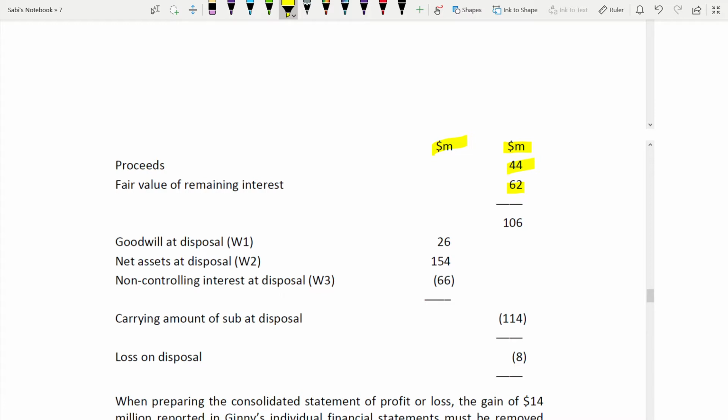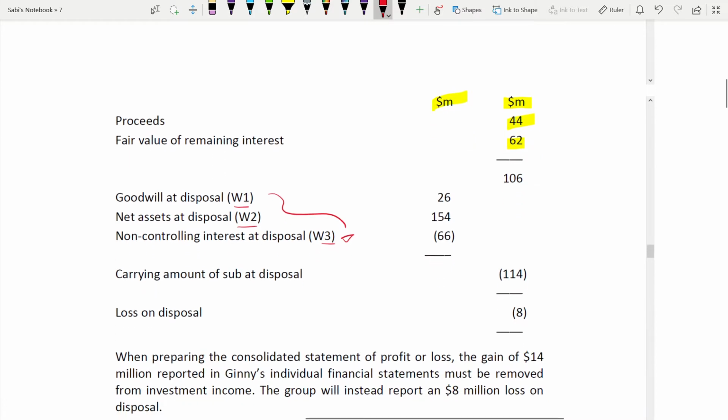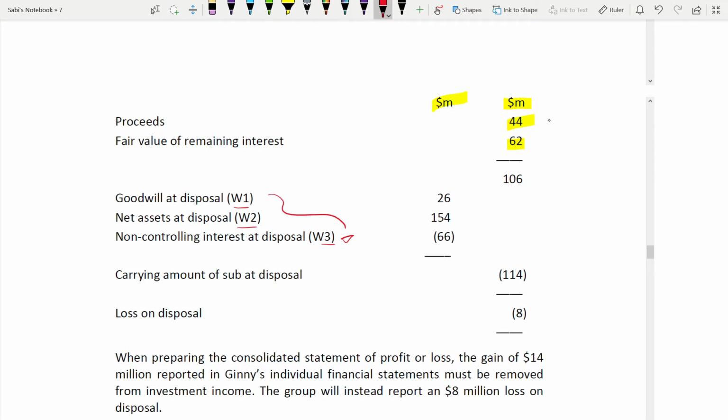All these 3 have workings, and if you see, all 3 are labeled in the order given. For example, it is not working 3 first and working 1 somewhere else and working 2. No, it's following an order, so you also need to follow an order. For example, the goodwill was calculated first, so it's working 1, then working 2, working 3. It is following an order. Can you see? There's an order 1, 2, 3, 4, 5 like that. So we'll see the working, and the carrying amount of sub at disposal is 114. Okay, we'll go and check, and it's a loss on disposal.